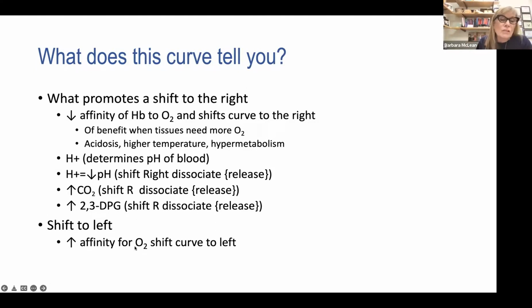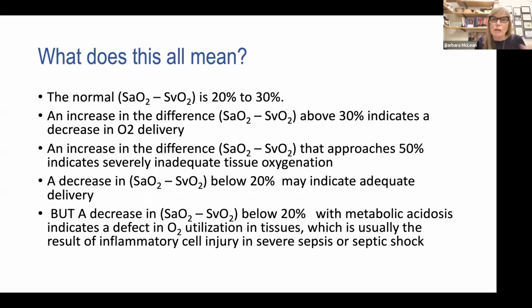Shift to the left means that hemoglobin doesn't release the oxygen as much. And it might not release the oxygen because your patient doesn't need it, or it might not release the oxygen because your patient needs it, but they can't get it because they have a blood flow dynamic. So again, what does this all mean? SA minus SV is normally 20 to 30%. An increase in that difference, greater than 30%, means that you are not delivering enough oxygen to maintain tissue function.